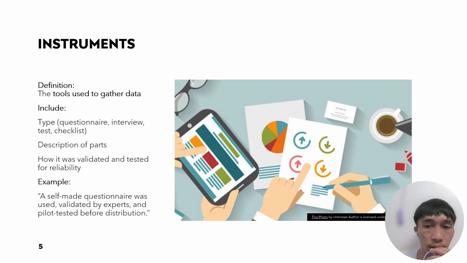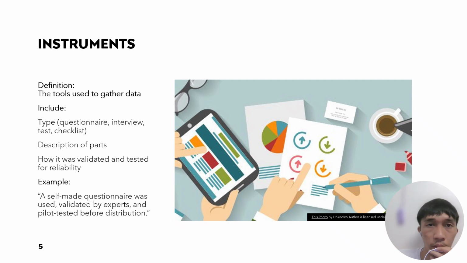The next part is the instrument, the tools used to gather the data. The instrument section discusses what we use to collect the data. This part is important because it ensures that our data collection method was both accurate and appropriate for our study. It includes types like questionnaire, interview, test, and checklist, and a description of parts, and how it was validated and tested for reliability. An example is a self-made questionnaire that was used, validated by experts, and pilot tested before distribution.